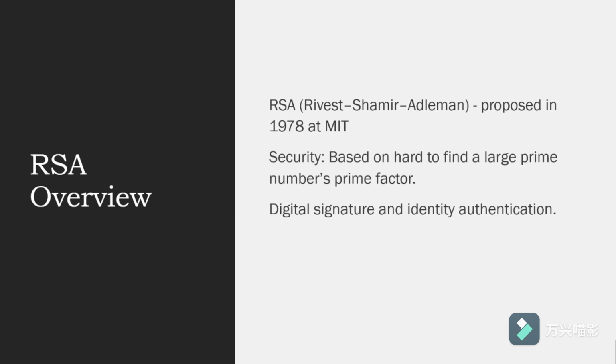Its security is based on the Euler theorem in number theory and the following thesis in computational complexity theory. It's easy to calculate the product of two large prime numbers, but it's very difficult to decompose the product of two large prime numbers and find their prime factors. So to speak simply, it's used to deal with the factoring problem.